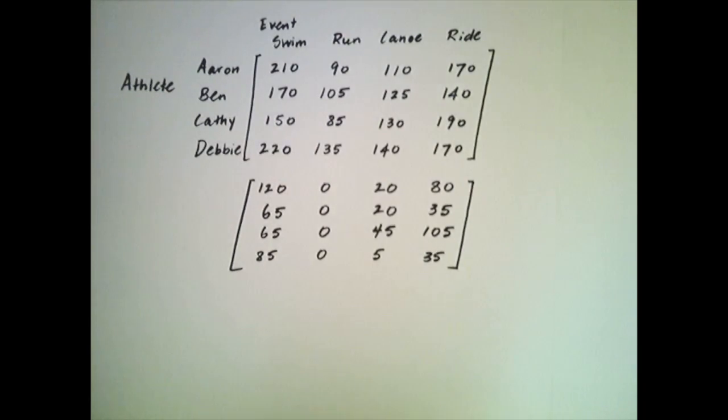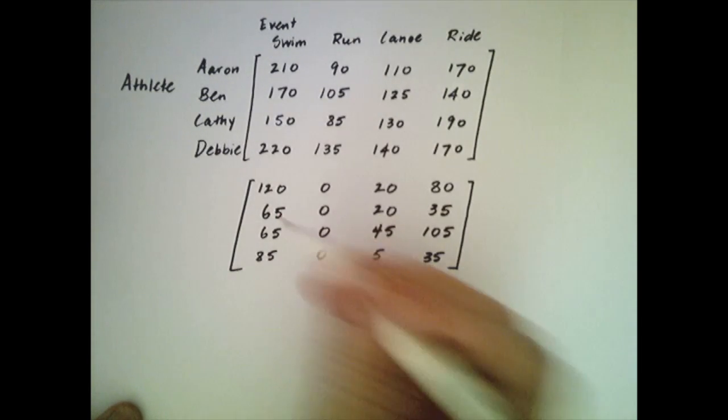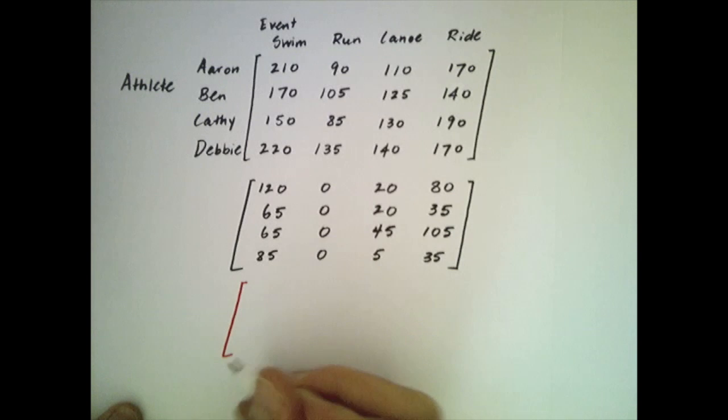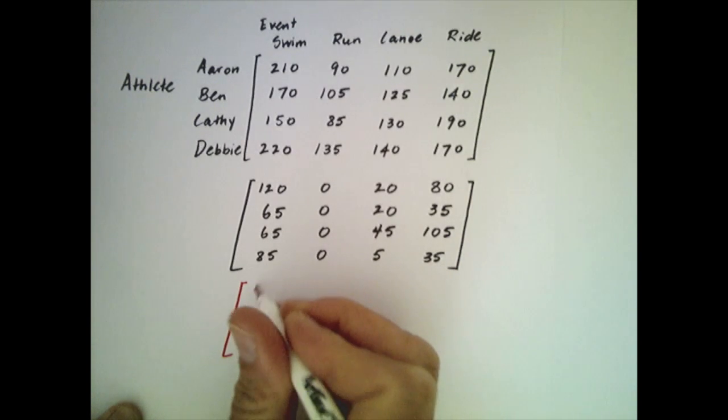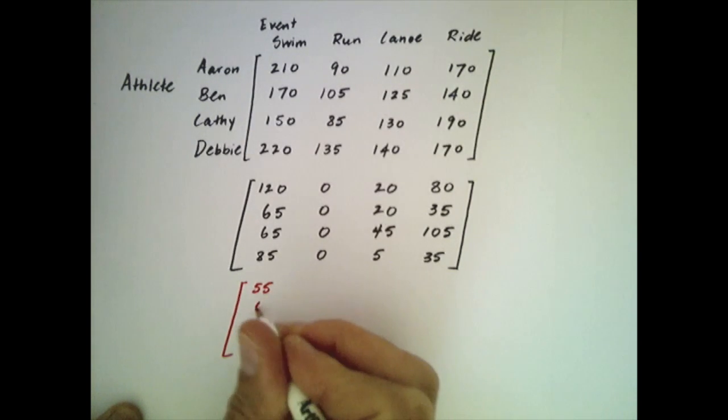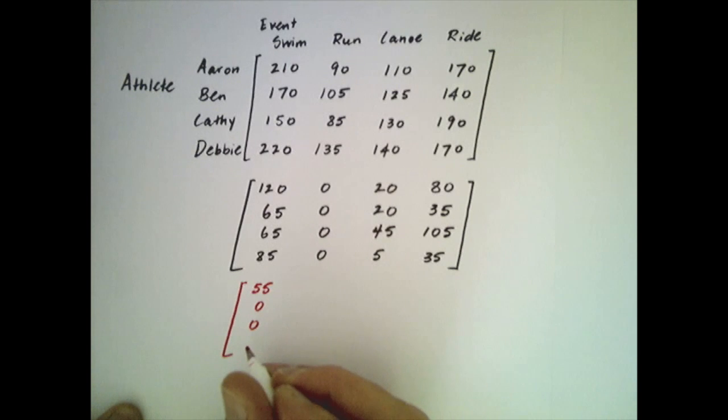Step 2 is to look at each column. And the same process applies. We're going to select the smallest entry from each column and subtract that number from each entry in the column. So if we look at column 1, the smallest entry is 65. That does occur twice, but the same process applies. So 120 minus 65 is 55, etc.